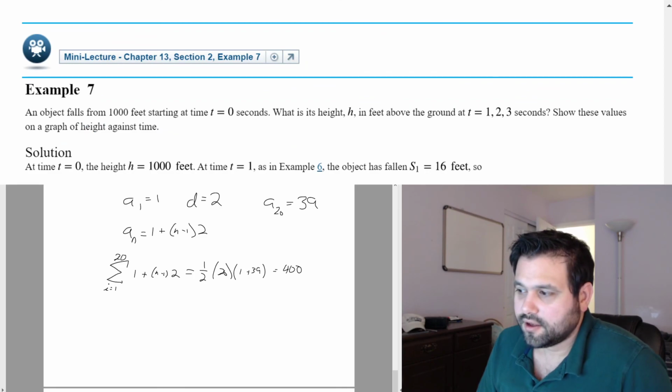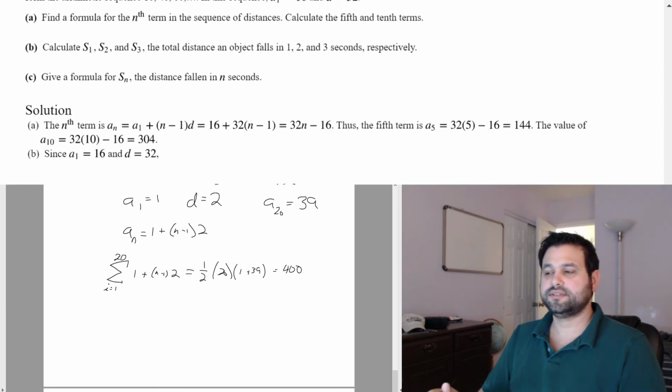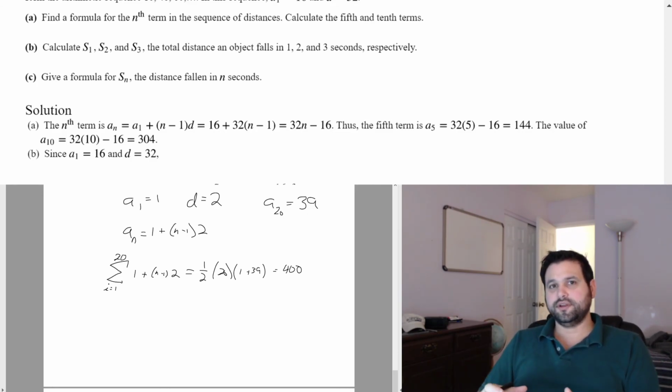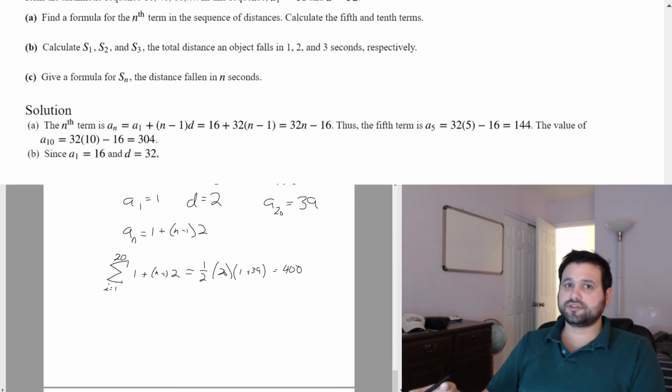So there's our arithmetic series, the sum of an arithmetic sequence. That's all we're going to do in 13.2. Next time we're going to be looking at geometric sums and moving on from there.